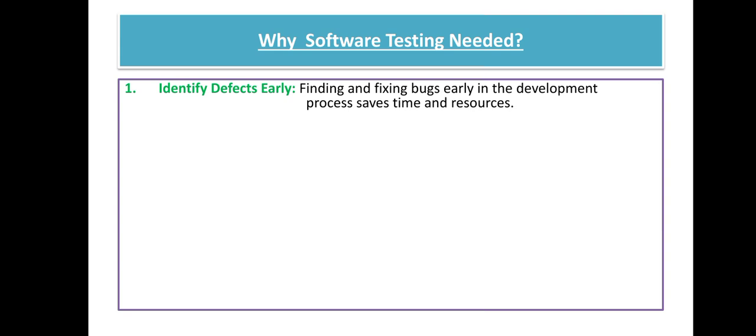So, to identify the defects early with the help of software testing, we can identify the defects not at the end of the product development. At every stage, if you test the software, then we can identify the defects. When you identify the defects early, the time involved for developing the defective product will be avoided, so that it saves time as well as resources in the form of expenditure.